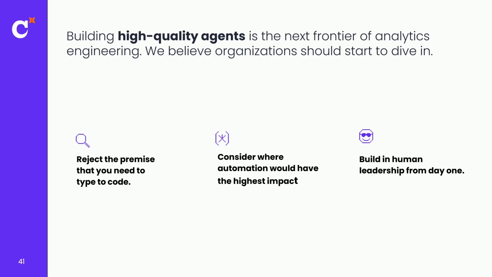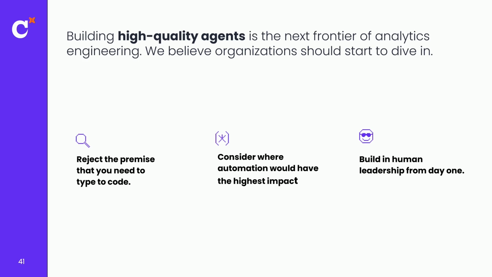And finally, I have some calls to action here for the group. First, reject the premise that you need to type to code. Again, I have not written a single line of code in over 6 months. I'm still writing specs, I'm still writing prompts, but I'm actually not manually developing my DBT models. AI can write it way faster than I could ever dream of typing. It can iterate on itself, it can do it in parallel. So definitely get used to that paradigm as well.